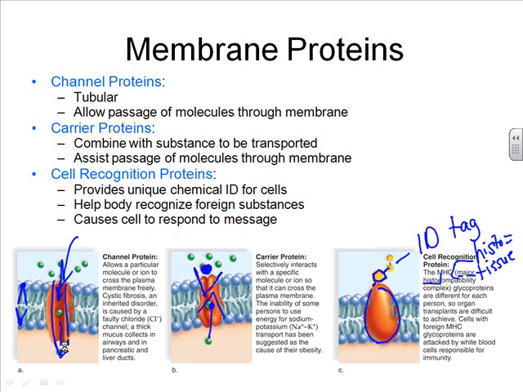If that ID tag doesn't match, then your white blood cells will go in and attack that. That's why someone who has an organ transplant must always take anti-rejection drugs. Without those drugs to depress the immune system, it will very quickly figure out that that organ is not of the original person, and it would attack that.